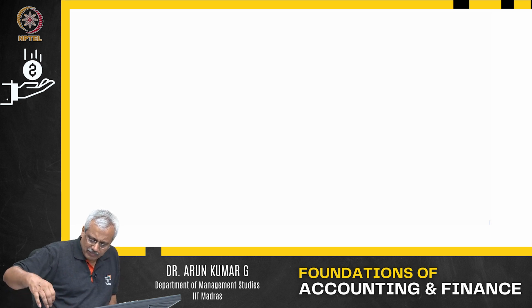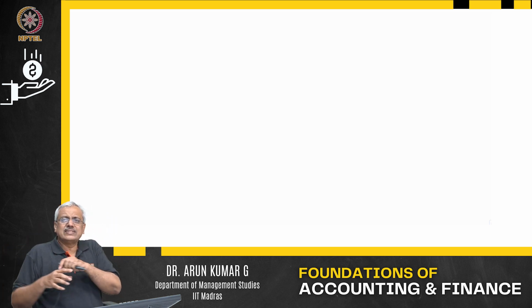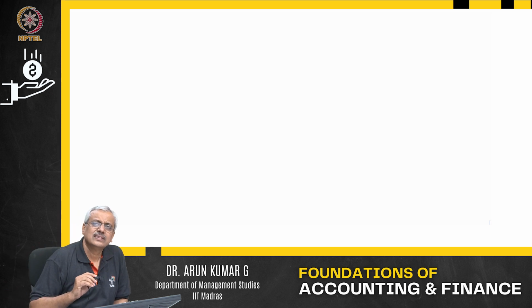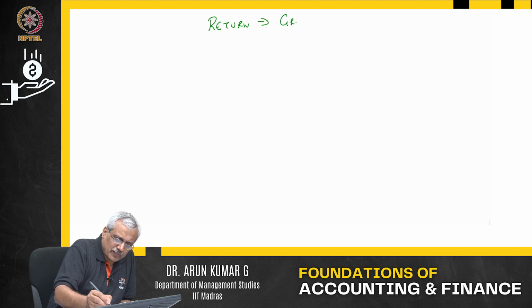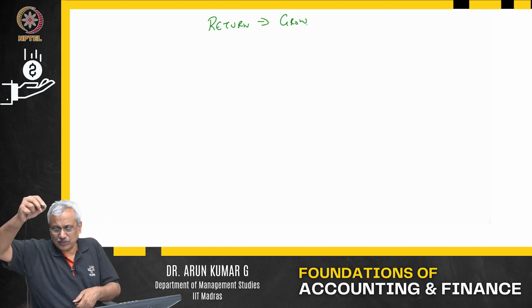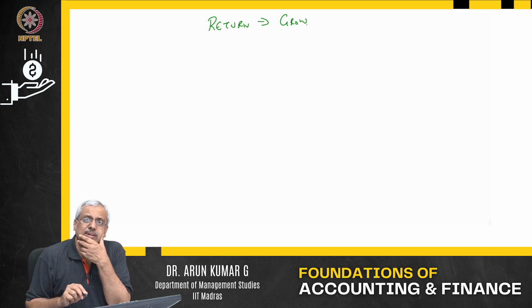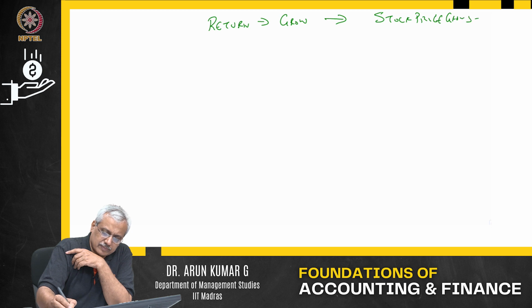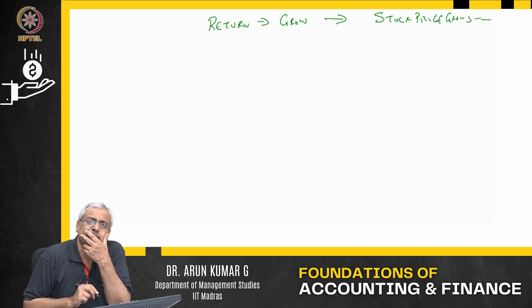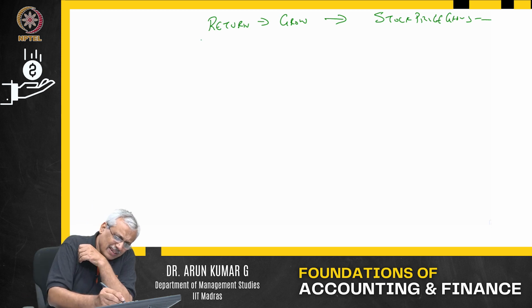When we talk about a firm, we say that the return has to grow, or is expected to grow. Because the return is expected to grow, your stock price grows out there. Now, how do you say that? How can the return keep growing?